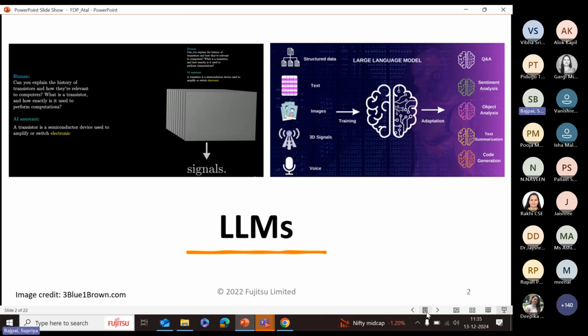Here I'm just talking about text only, but actually the input can be in any form, like text, images, signals, voice, and we feed everything to the large language models, and they can perform a large variety of tasks. They can perform question answering, sentiment analysis, text summarization, and code generation, and many more.